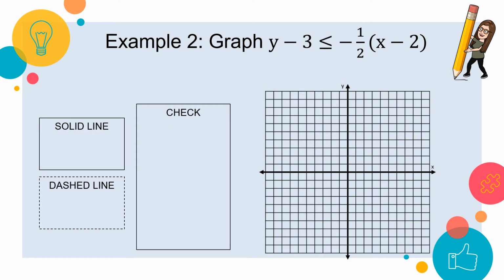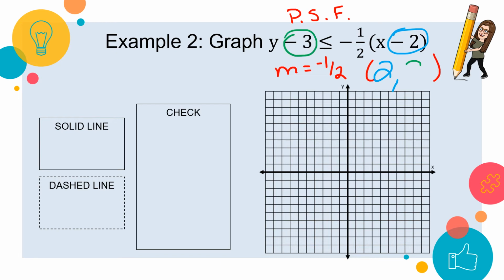All right, let's try this process again. I'm given another line, but this time it's in point slope form. So let's identify our pieces. Our slope is the number in front of x, negative 1/2. Our point, if it says x minus 2, remember we write positive 2. If it says y minus 3, our y is positive 3. Now, if you need more help with that, see the point slope form video.